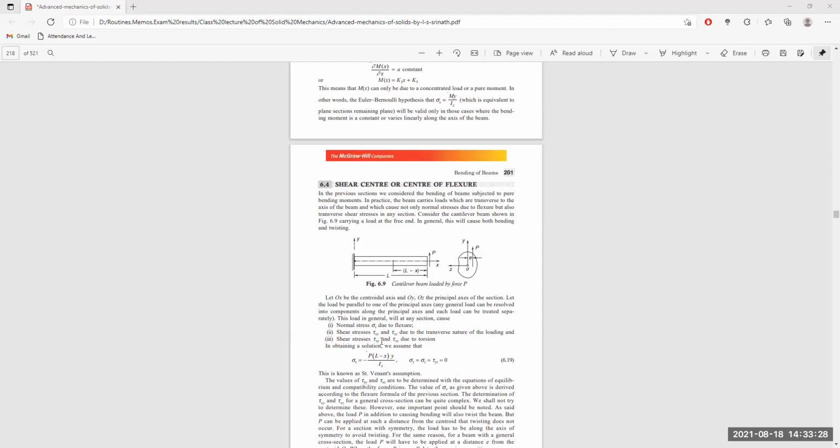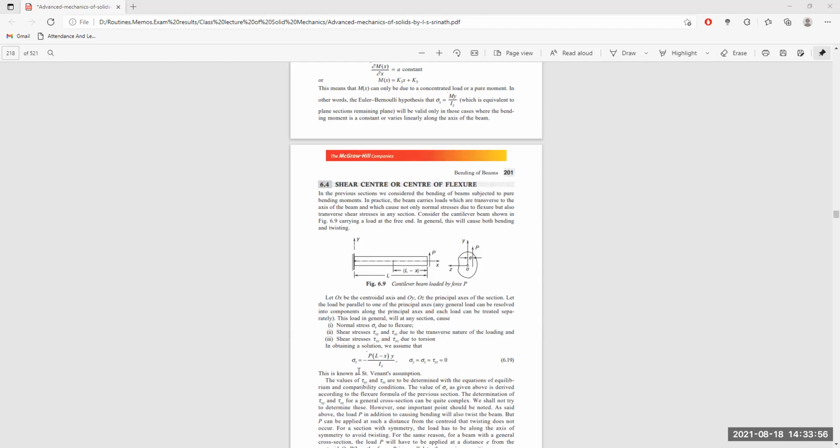And with the transverse nature of the loading, shear stress tau xy, tau xz, and also shear stress due to torsional nature. Shear stresses are due to the transverse nature of loading, and shear stresses are due to torsion itself. This is creating a torsion as well as it is creating a transverse load, meaning a load normal to the longitudinal axis of the beam along any section of the beam itself. That is transverse in nature.